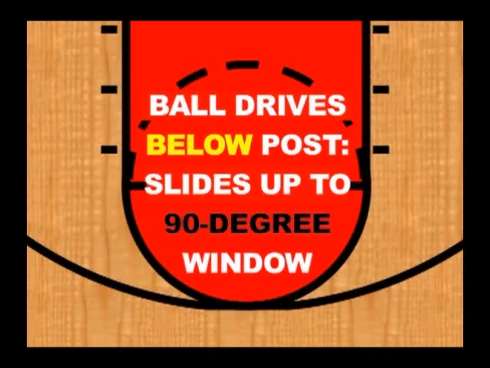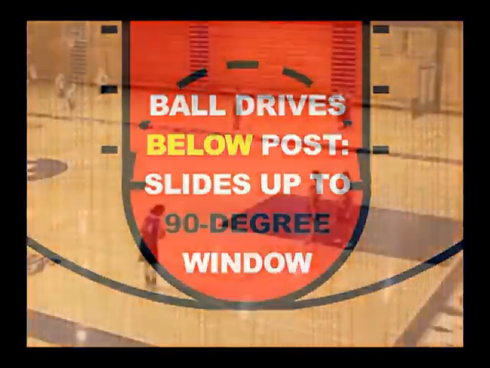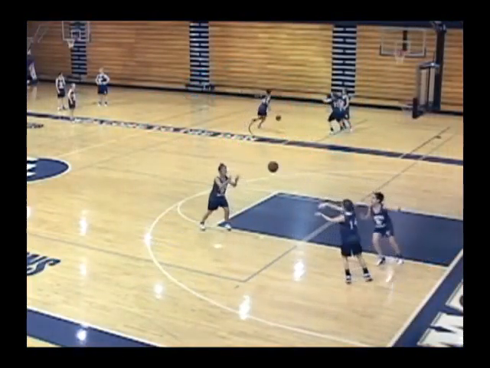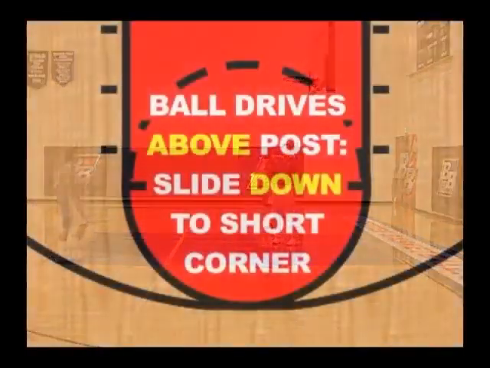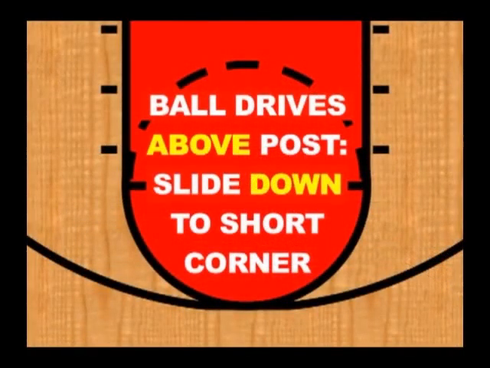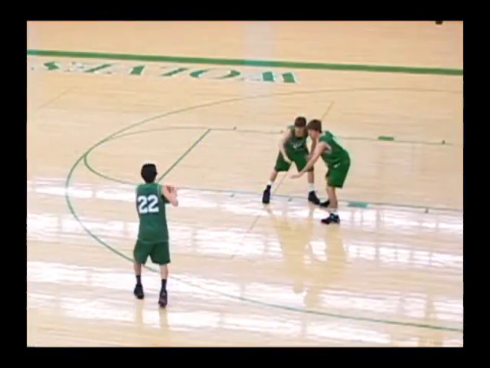Below, the post slides up to the 90-degree window. The ball drives below the post. The post slides up to the 45-degree window. The ball drives above the post. The post slides down to the short corner.